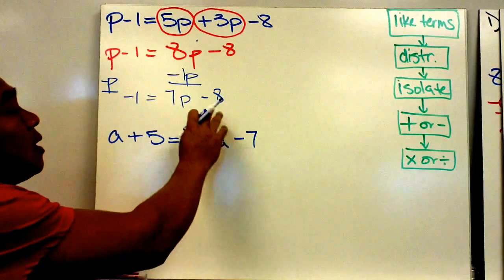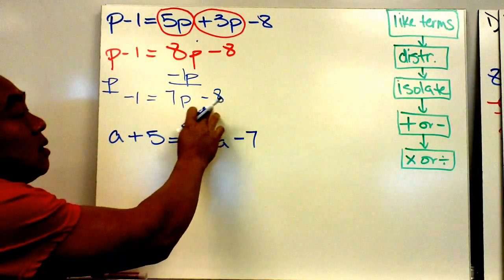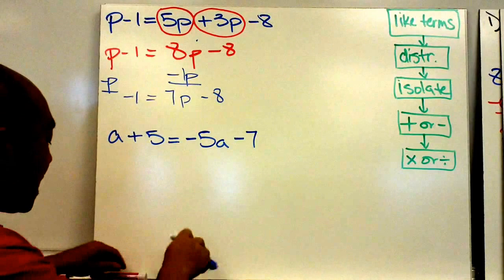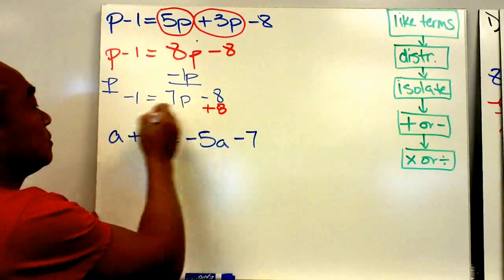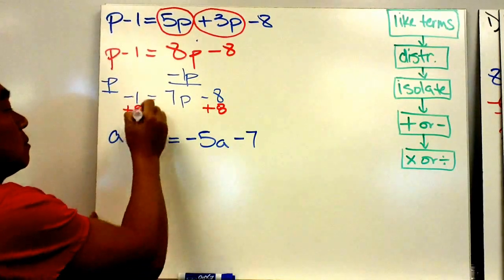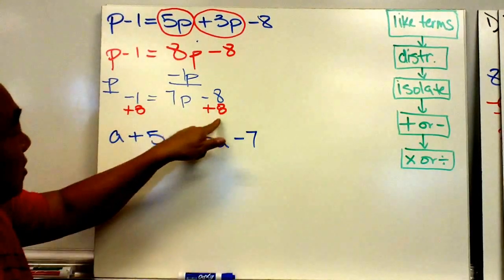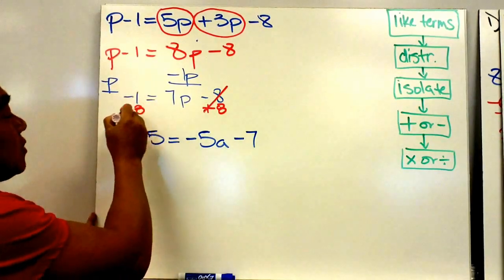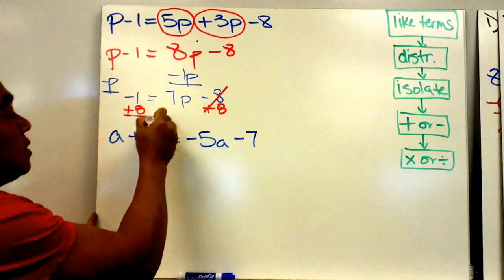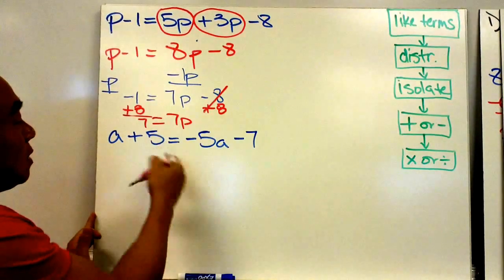Then secondly, I have minus 8. I'm going to go ahead and add 8 to both sides to undo this problem. So if I add 8 to here, add 8 to here, that's gone. This now gives me 7 positive is equal to 7p.